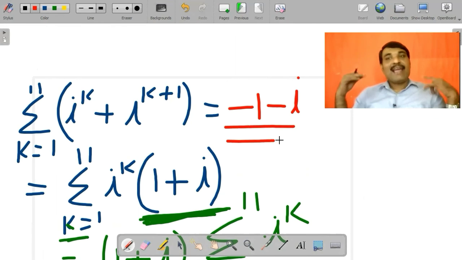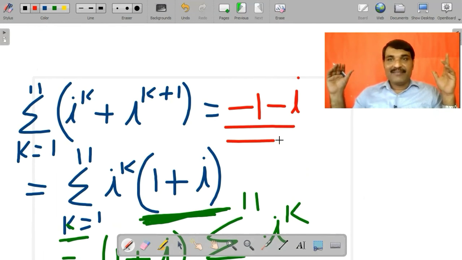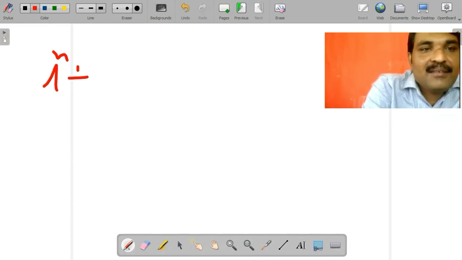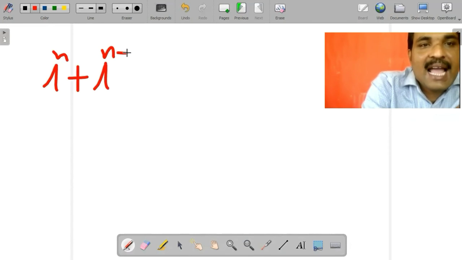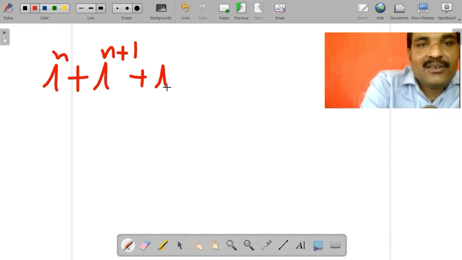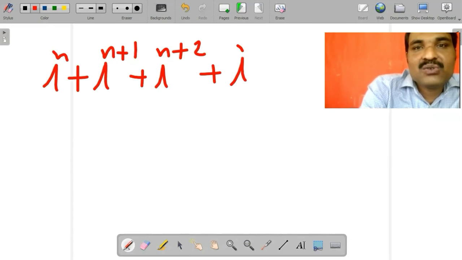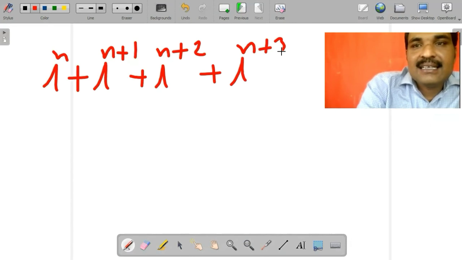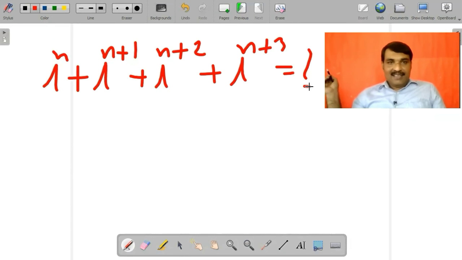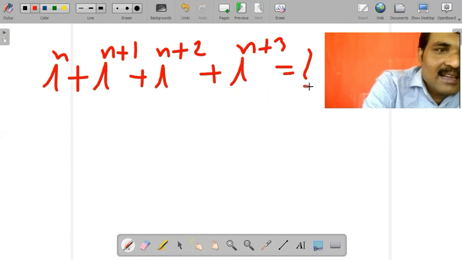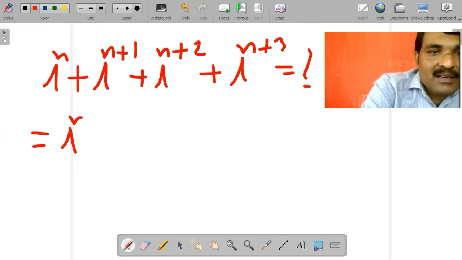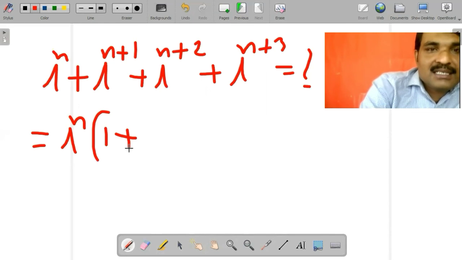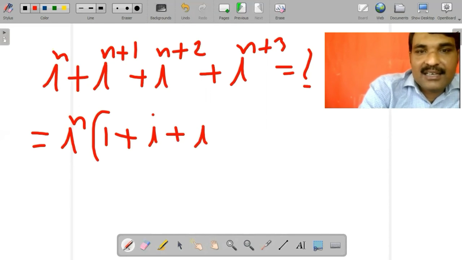In this manner, we can simplify any expression. Problem: iota raised to n plus iota raised to n plus 1 plus iota raised to n plus 2 plus iota raised to n plus 3 is equal to question mark. Okay. How can we do this? We can take iota raised to n outside as the common term. So we can write this is equal to iota raised to n, the common term taken out, times 1 plus iota plus iota square plus iota cube, right?